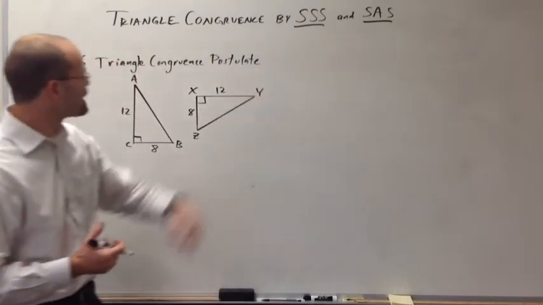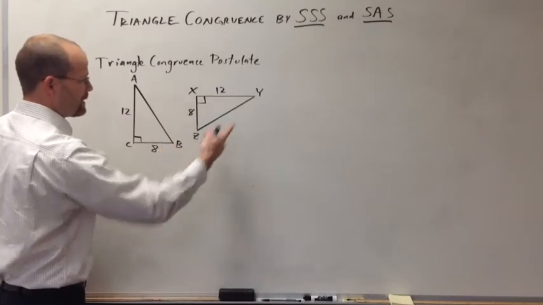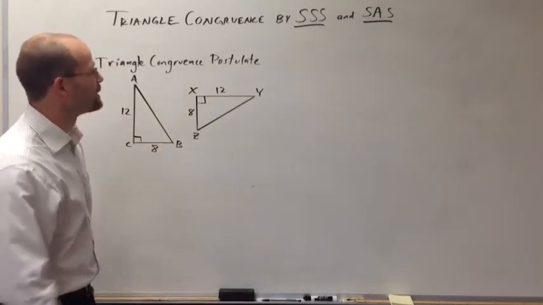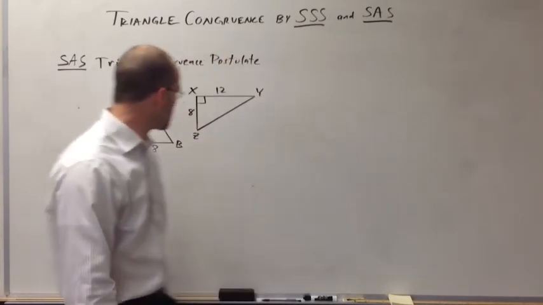And if you try to apply side, side, side, I think you see pretty quickly that it fails, because we don't know the length of side AB, we don't know the length of side ZY, and so side, side, side won't work for us. What about side, angle, side? Can I get there by side, angle, side?